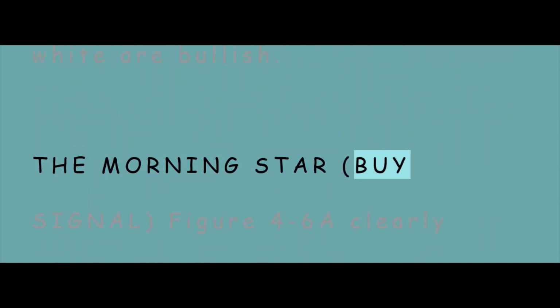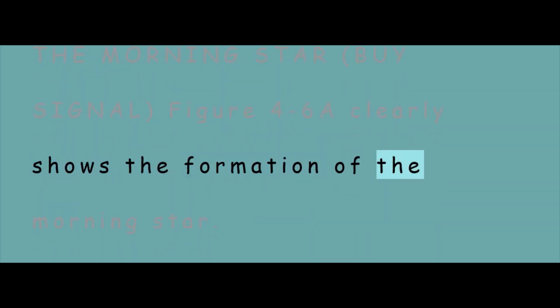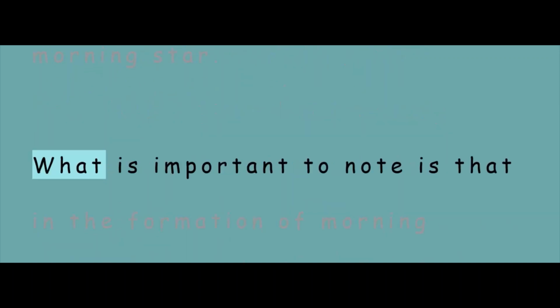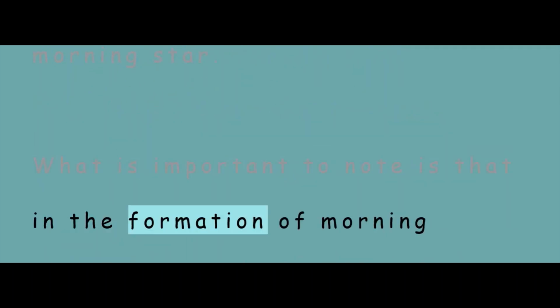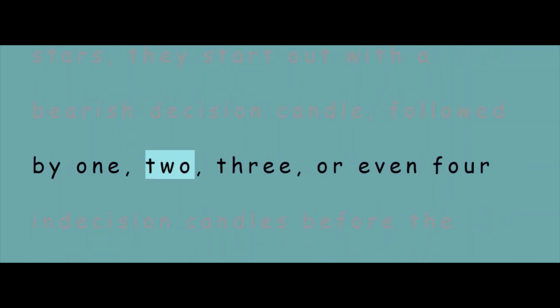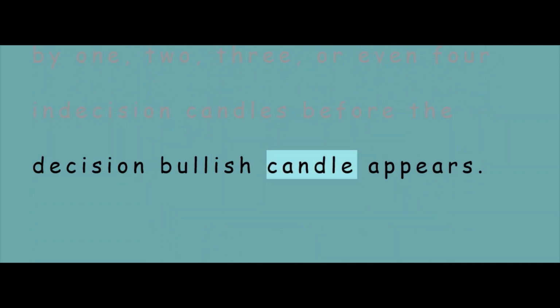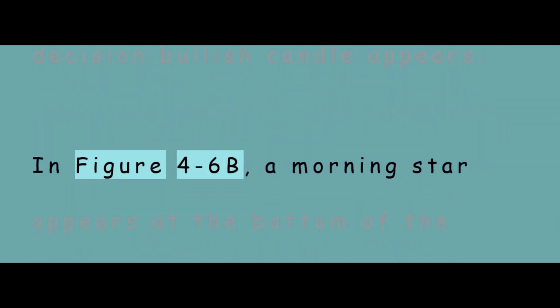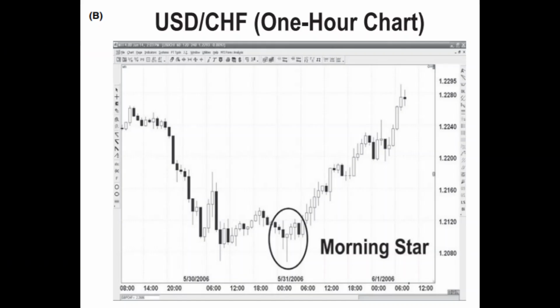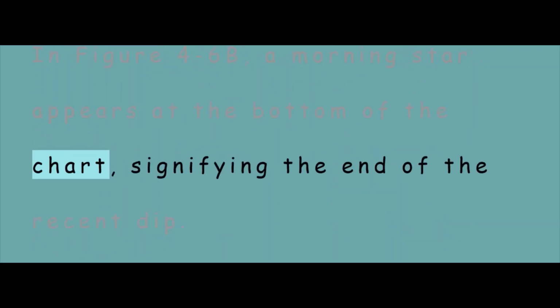The morning star, buy signal, figure 4.6a, clearly shows the formation of the morning star. What is important to note is that in the formation of morning stars, they start out with a bearish decision candle, followed by 1, 2, 3, or even 4 indecision candles before the decision bullish candle appears. In figure 4.6b, a morning star appears at the bottom of the chart, signifying the end of the recent dip.